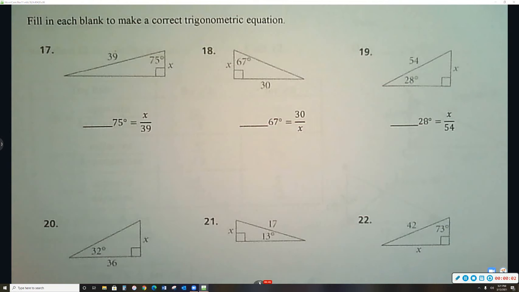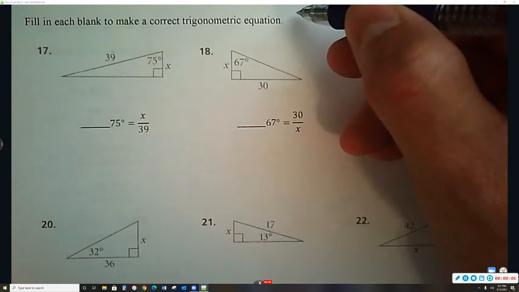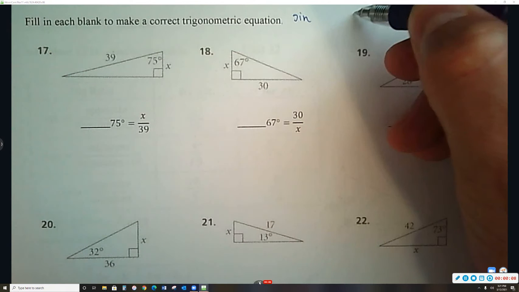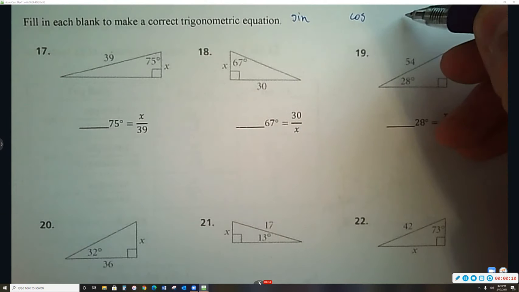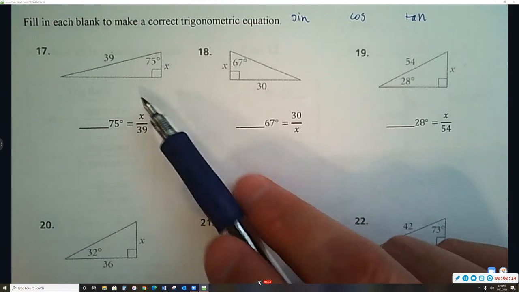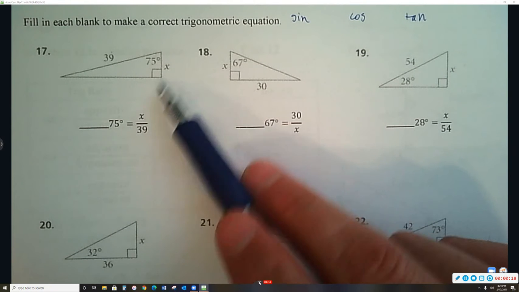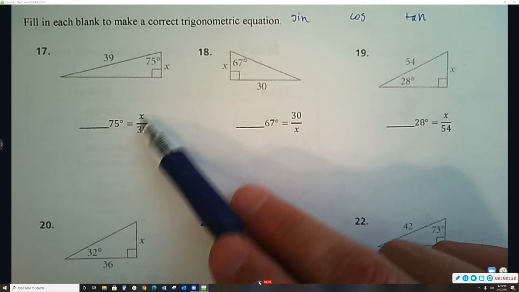So for these, we need to figure out which one of these, sine, cosine, or tangent, which trig value is being used to solve for this missing side length. And the trick is to see which ratio is written.